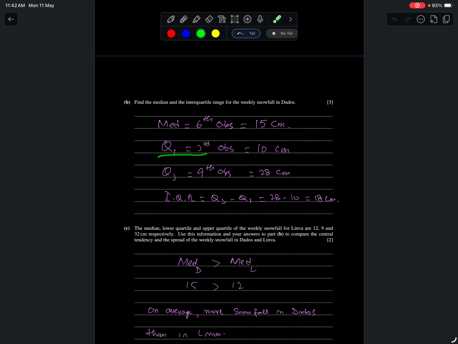For Q1, I told you the formula, it's 1 upon 4 n plus 1th observation. So 11 plus 1 upon 4, so it's 3rd observation. Then Q3 is 9th observation, IQR is Q3 minus Q1. What if they ask write semi-interquartile range? So divide IQR by 2. That's the semi-interquartile range.